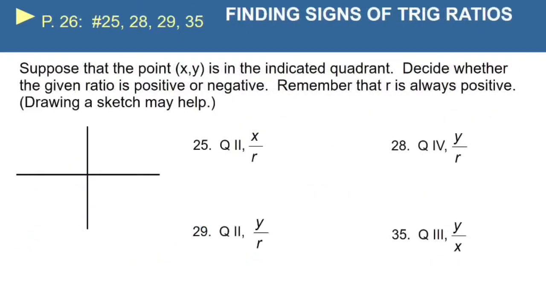So now we're going to take a little exercise from the homework. It says, suppose that the point x, y is in the indicated quadrant.